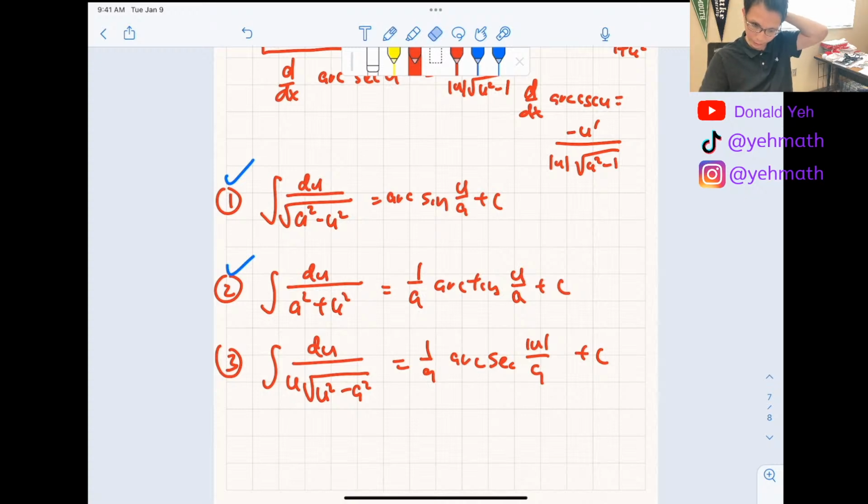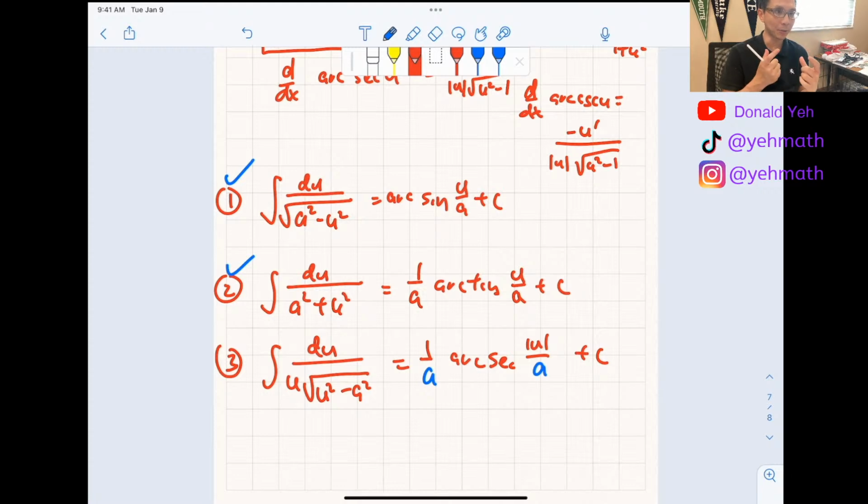So if I were to memorize, I'd memorize those first two. And this is a, this is not 9. I'm sorry, this is a. It looks like 9. This is a. Okay, so the pattern is always going to be a squared and u squared.